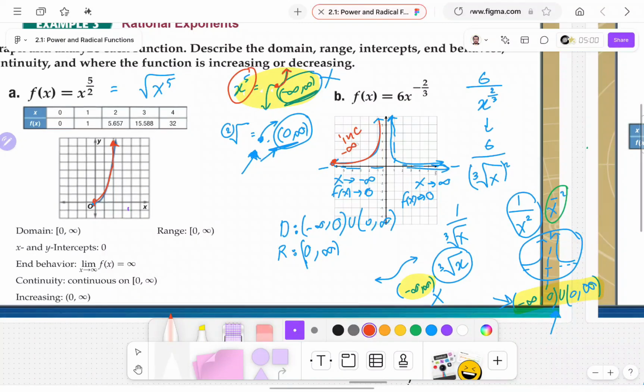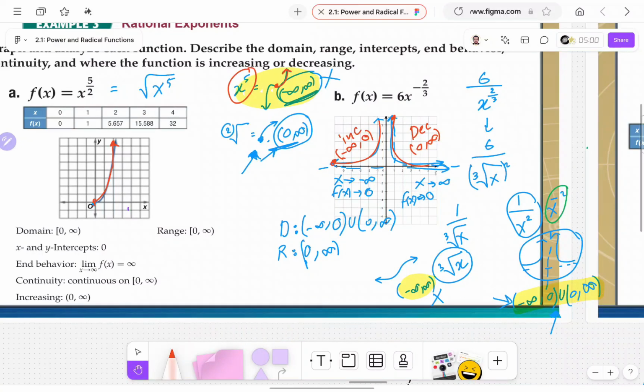So from negative, sorry, not negative infinity. Oh, sorry. From negative infinity to 0. Yes, that's right. Okay? And from there it goes down, so this one is decreasing. So decreasing starts from 0 to positive infinity. Okay, I hope you understand this.